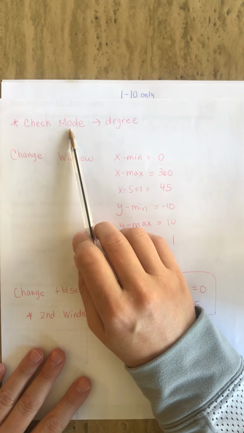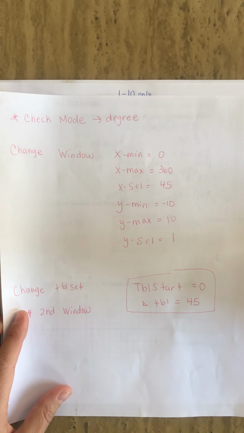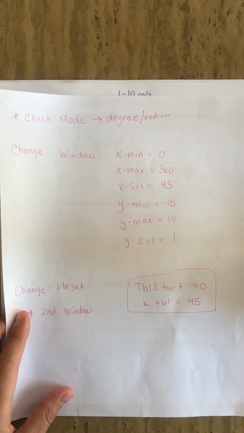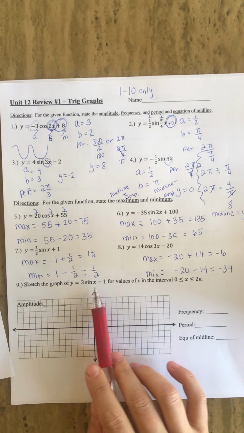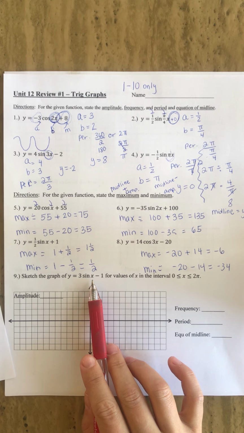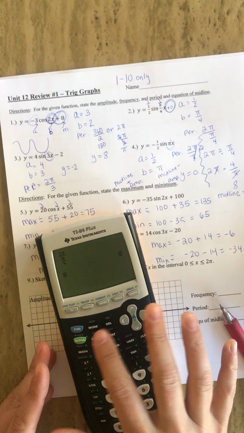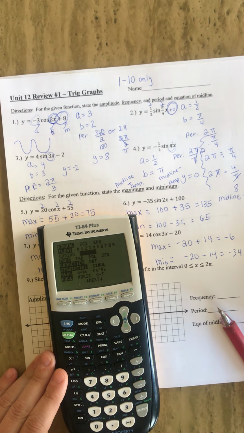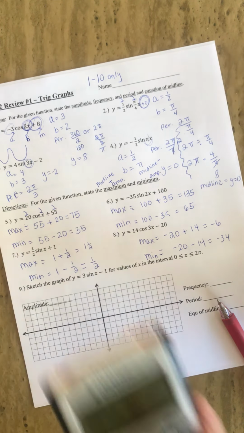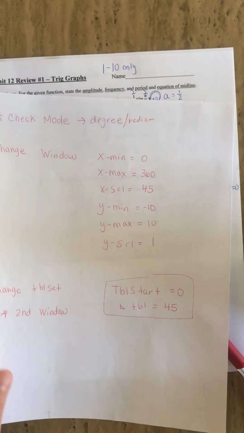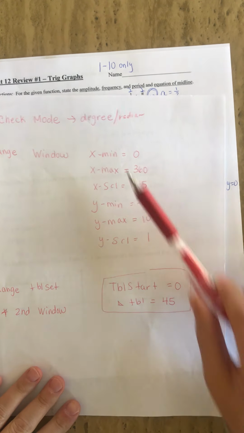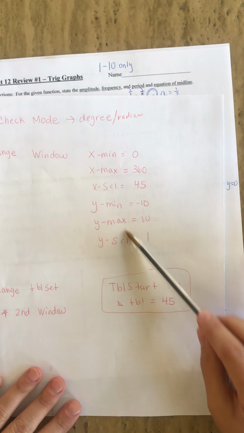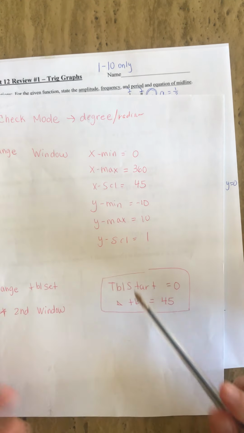So the first thing that you want to do is check your mode. Sometimes you're in degree and sometimes you guys are in radian. You need to take a look at the function. For example, this function right here is in degree. So you need to make sure that you hit your mode. And right now I'm actually in radian. I would have to go over to degree and hit enter before I start this. You also want to make sure that your window is set up correctly. This is something that a lot of students forget when they're doing this on their own. You have to change your window.